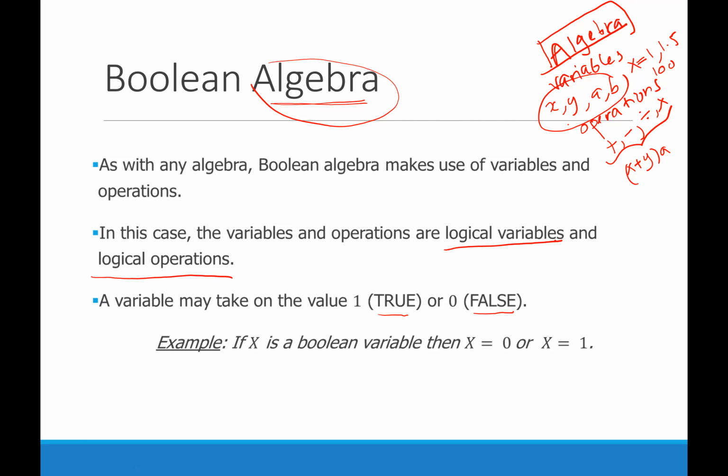Here you can see the difference. In algebra, a variable can be equal to any real number. But the Boolean variable takes only two values. What are the values? 0 or 1. x can be equal to 0 or x can be equal to 1. Now we are okay with the Boolean variable.